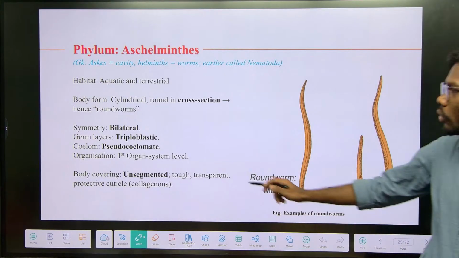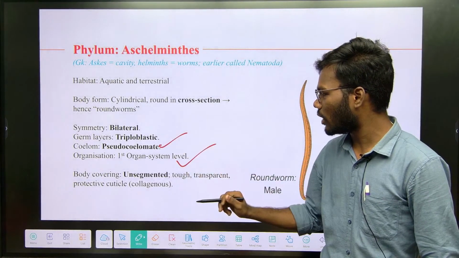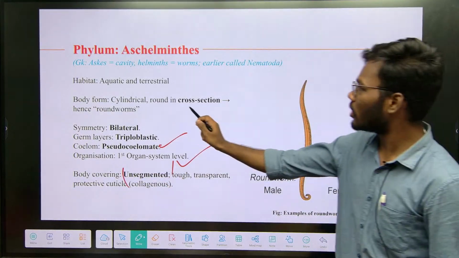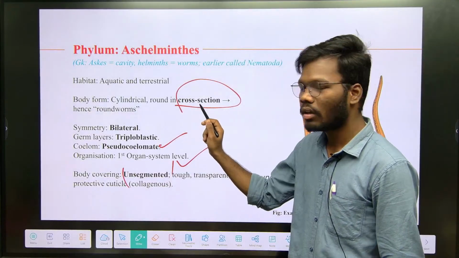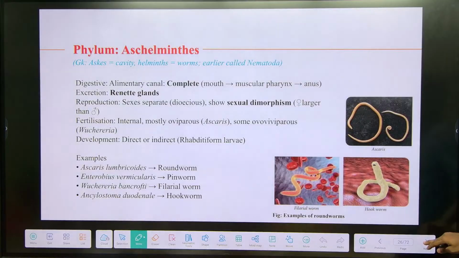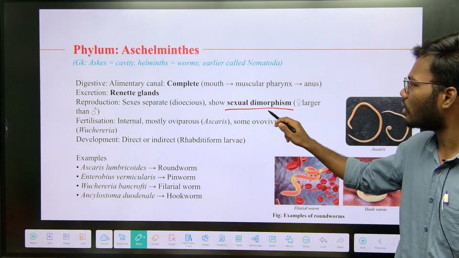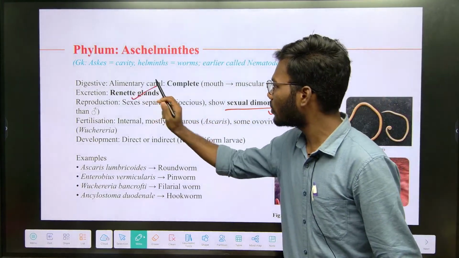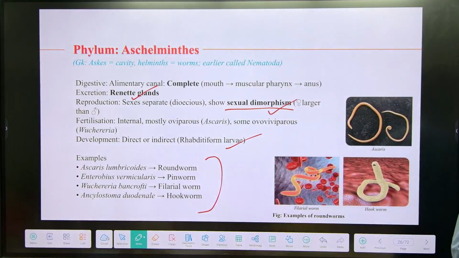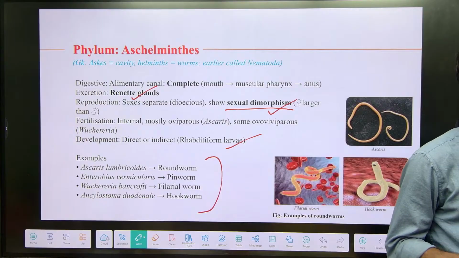Aschelminthes: pseudocoelomate, first organ system level of organization, unsegmented. Because of the cross section, it is called roundworms. Sexual dimorphism is important. Renette glands, examples, larval forms. It seems like everything is important, but you have to remember.